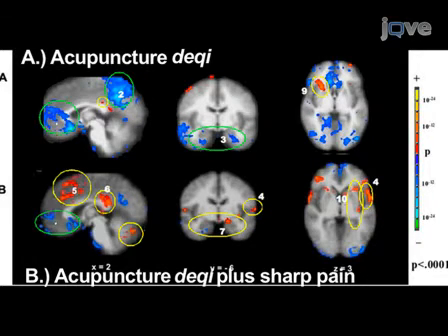Here we see the correlation between the psychophysical and hemodynamic response. This graph represents acupuncture De Qi compared to De Qi plus sharp pain. The prominent deactivation of the medial prefrontal cortex, medial parietal cortex, and medial temporal lobe seen with De Qi absent pain was attenuated in the presence of pain.